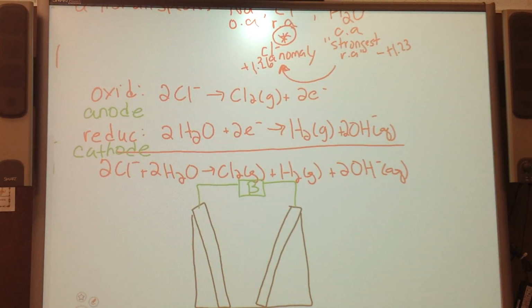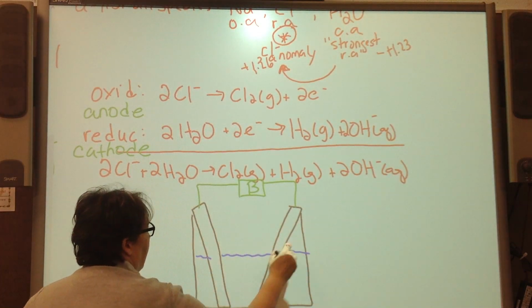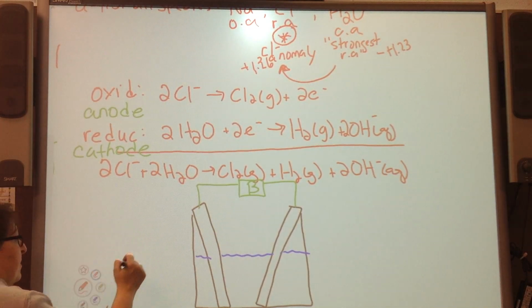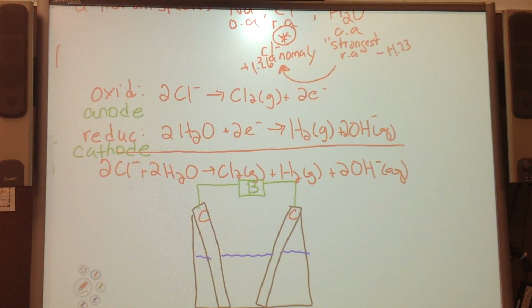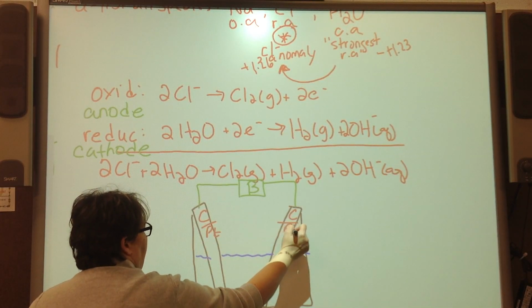Okay, so we have to have a battery in there. We know that it's NaCl, aqueous. So our electrodes are going to be inert. Alright. So let's make our electrodes carbon. What else could we make them? Platinum. Could also be platinum.